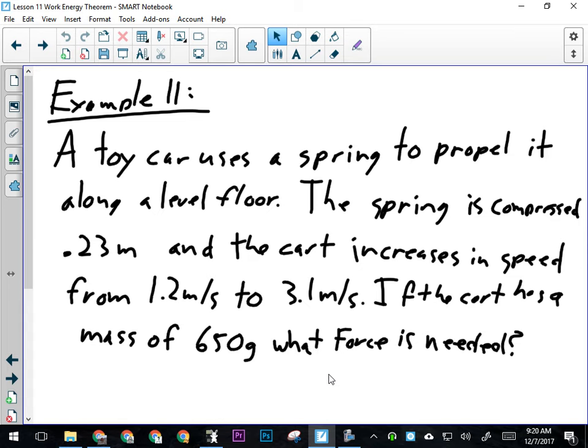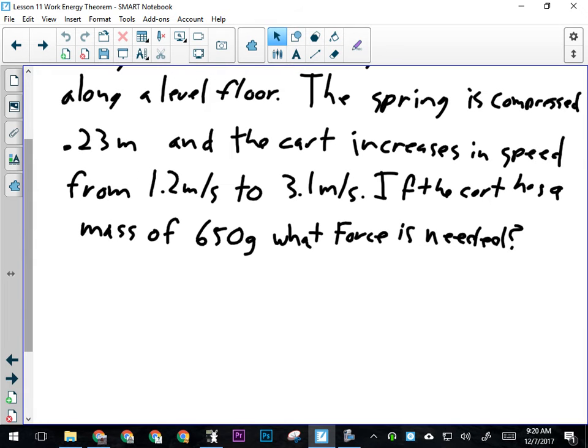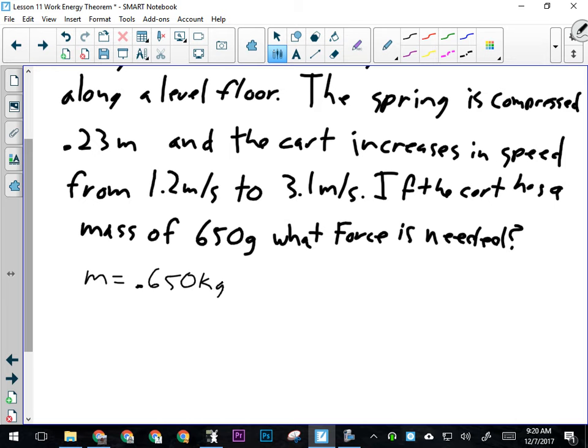The spring is compressed 0.23 meters, and the cart increases in speed from 1.2 meters per second to 3.1 meters per second. The cart has a mass of 650 grams. What's the force that's needed? First thing we got to recognize is that mass has to be in kilograms. That's the trick in this question. 0.650 kilograms. We know the initial speed is 1.2 meters per second. We know the final speed is 3.1 meters per second. We are looking for the force that causes that change.